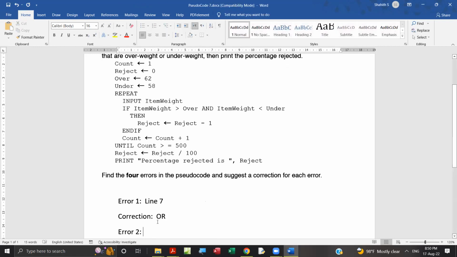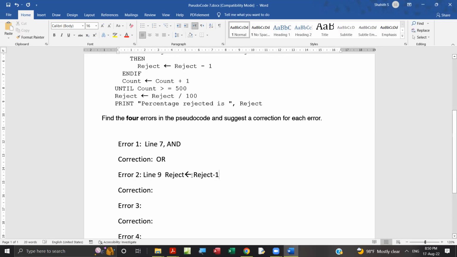Then what about error 2? Line number 9. We can write and only here, no problem. The problem here is reject assigned to reject minus 1. So what's the correction? Plus 1. This is counting, that's why.